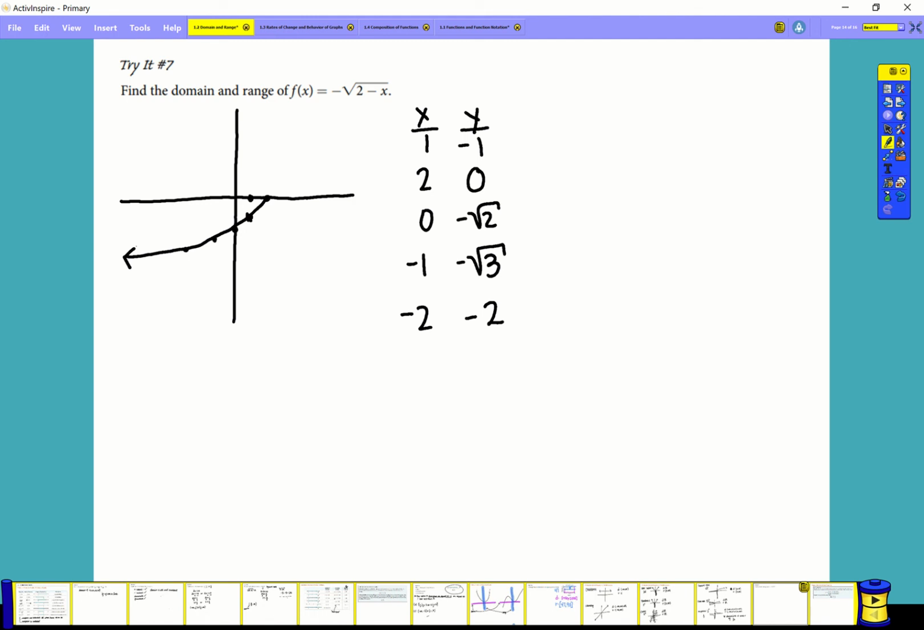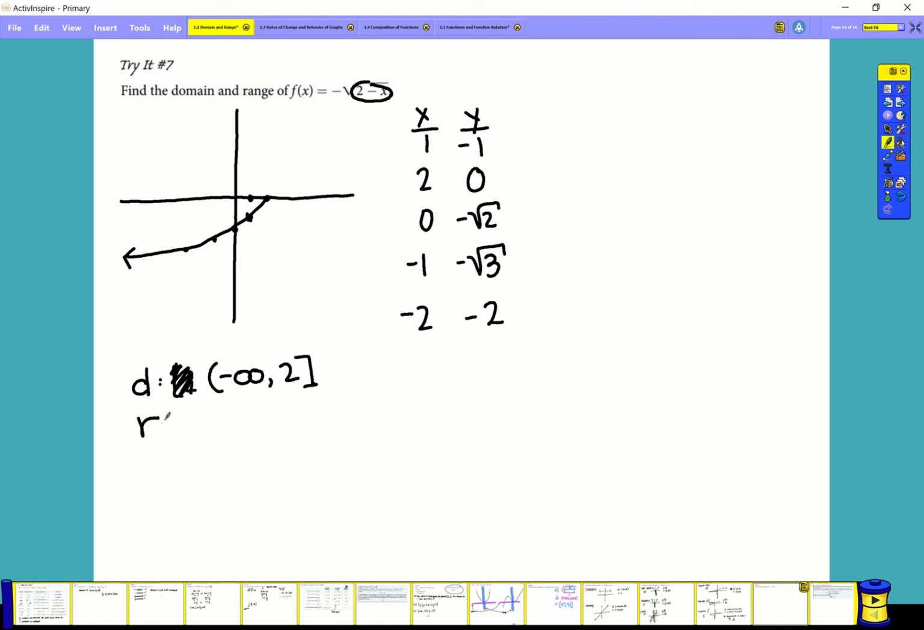Now my domain. It looks like, of course, 2 minus x can't be less than 0. So my domain is going to include 2. I might want to write it the other way. It's going to go from negative infinity to 2, and it's going to include 2, and it's not going to go any higher than 2.